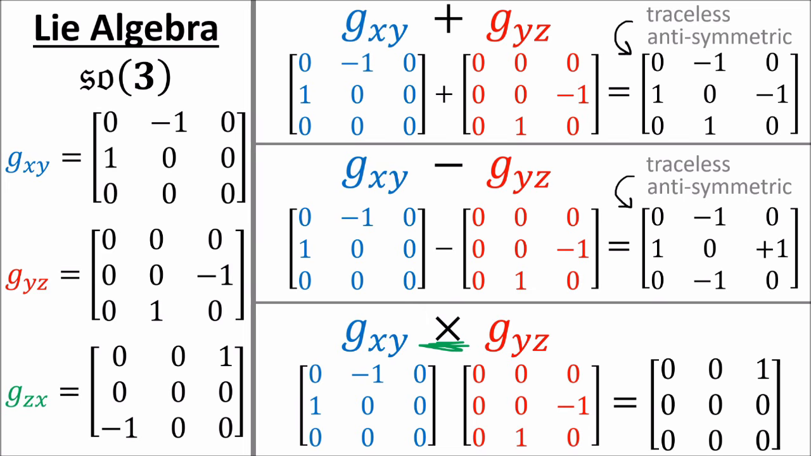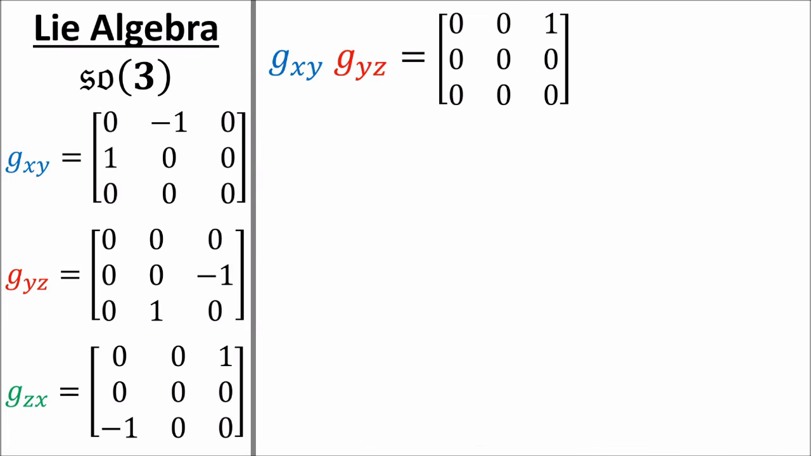The product of two anti-symmetric matrices is not always anti-symmetric. So the result of multiplying two SO3 generators is not always another SO3 generator. That is, the exponential of this product doesn't always give us a rotation matrix in SO3. We can check this explicitly by multiplying the XY generator with the YZ generator.